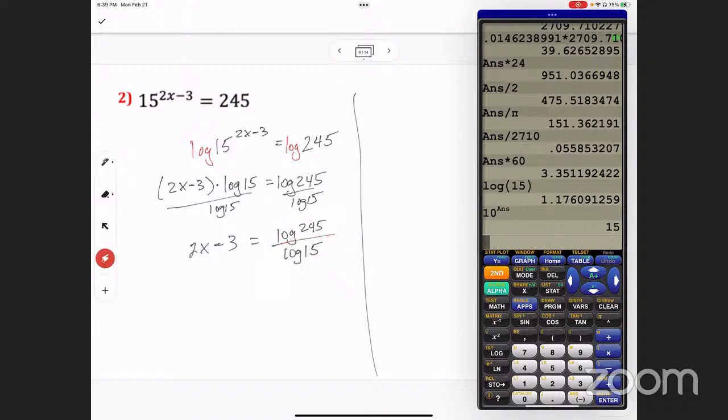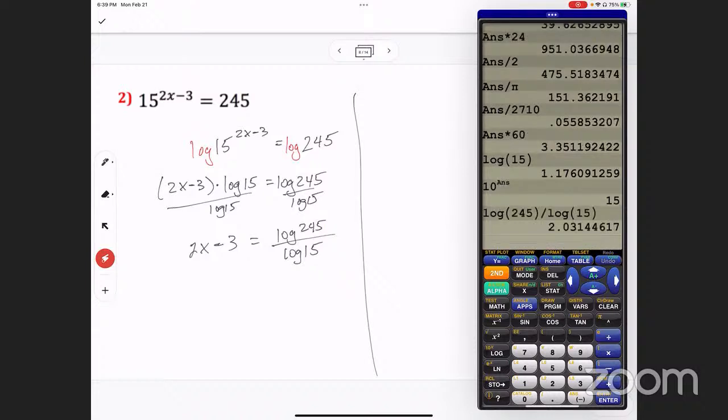In fact, I'll do it in my calculator over here. But be careful when you do it. You can't divide these two things. That's not the same thing. You have to type in log of 245 divided by log of 15. Okay. See how it got parentheses in there? So that number is this. Okay. So I've got 2x minus 3 equals 2.0314. I'll write it to 4 decimal places.